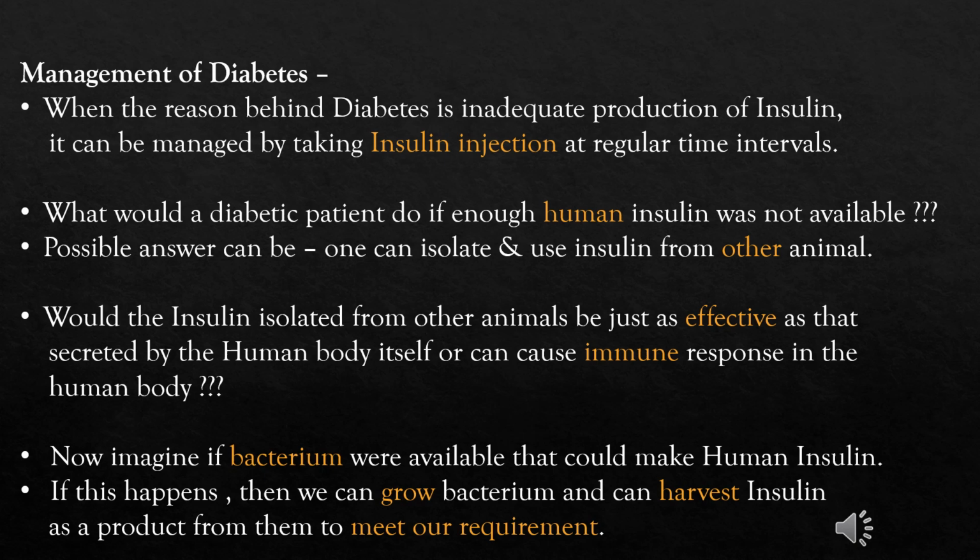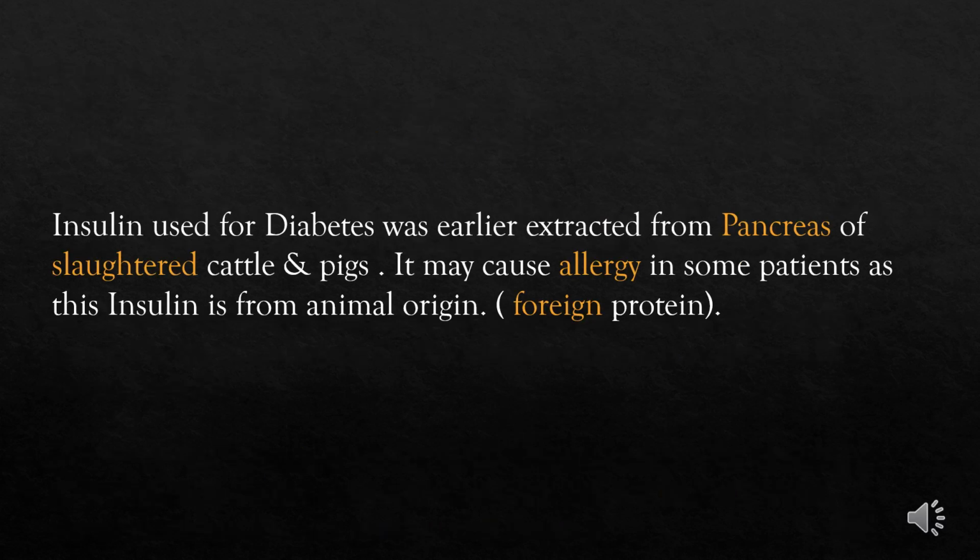Now imagine if we insert the human insulin producing gene into a bacterium and this genetically engineered bacterium could make human insulin. If this happens, then we can grow the bacterium and harvest insulin as a product from them to meet our requirement. Before the discovery of this genetically engineered insulin, the insulin used for diabetes was extracted from the pancreas of slaughtered cattle and pigs. And as we discussed, it may cause allergy in some patients as this insulin is of animal origin. That means it is foreign for our body.